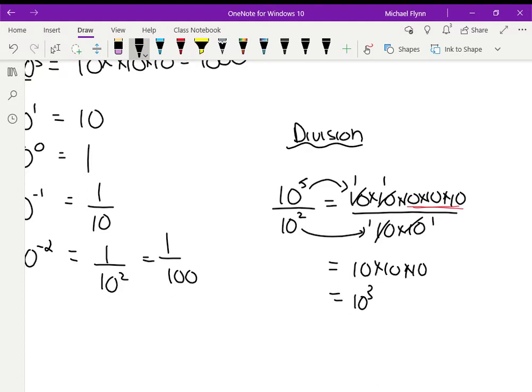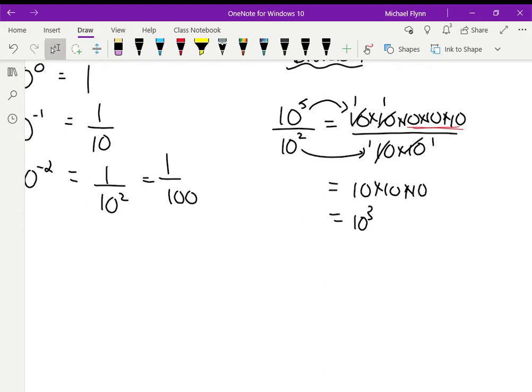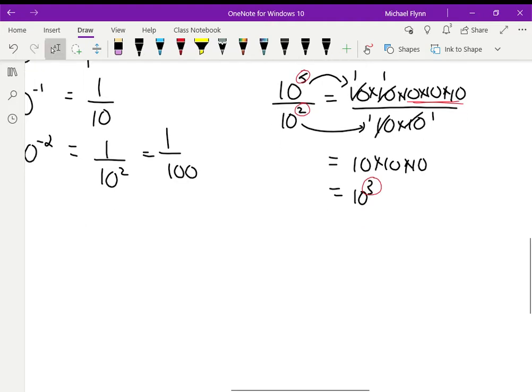Now, if you know the rule, you can go straight to it. If I have 10 to the power of 5 divided by 10 to the power of 2, notice that 5 minus 2 is equal to 3. Okay? Now, today we did this in class. I can't do it interactively with you, but let's say I did it like this.